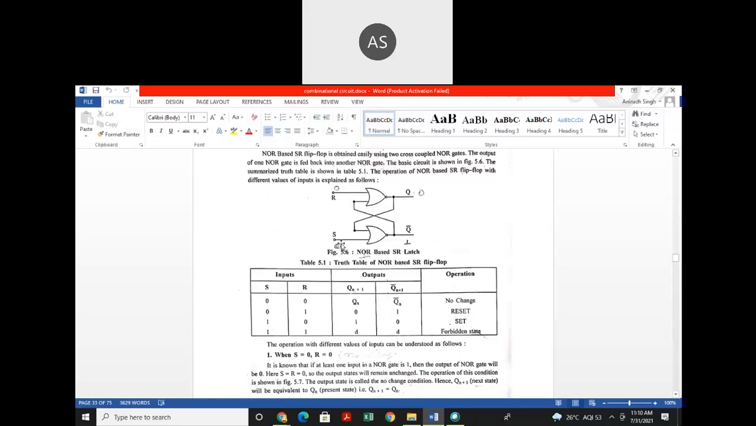If the input is 0, 0, here we write no change. There is no change in the state of the flip-flop.